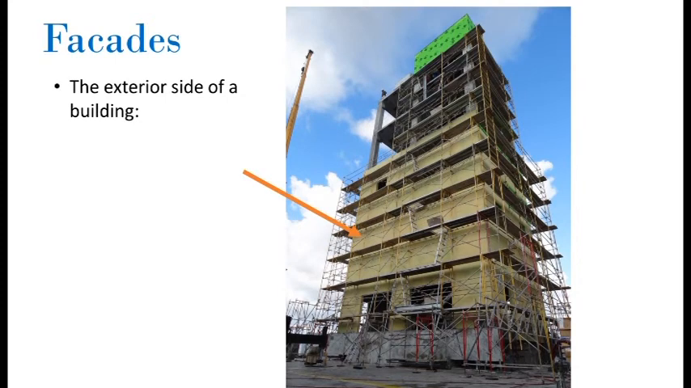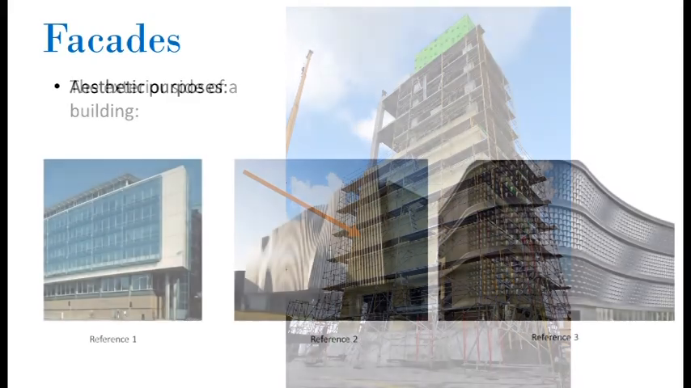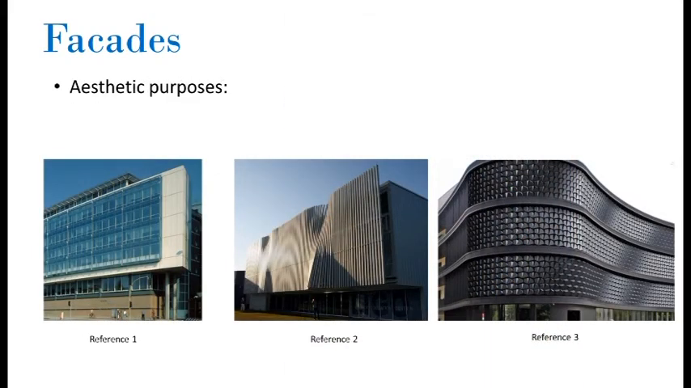A facade is the exterior side of a building. Its purpose is to enclose and protect a building and its occupants from the outside environment. Additionally, facades are used for aesthetic purposes in order to provide architectural appeal and finish to the building.